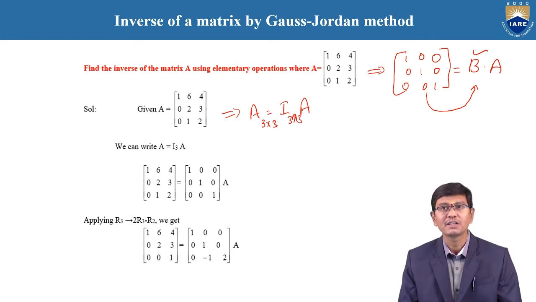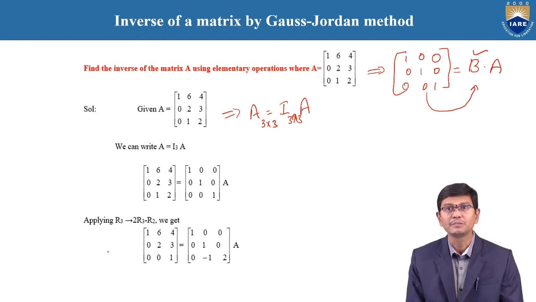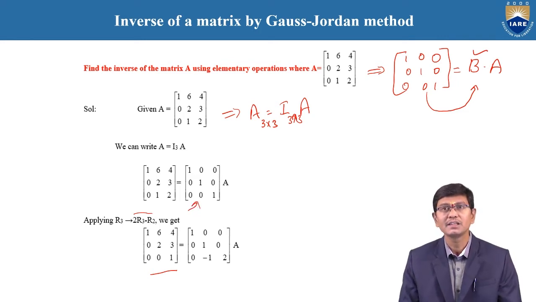Therefore, for the purpose of reducing the given matrix to the unit matrix, when we observe this matrix, clearly R3 becomes 2R3 minus R2. With the help of this operation, the given matrix is reduced to [1, 6, 4; 0, 2, 3; 0, 0, 1] only. The same operation applied on the unit matrix of order 3 on the right side reduces it to [1, 0, 0; 0, 1, 0; 0, -1, 2].